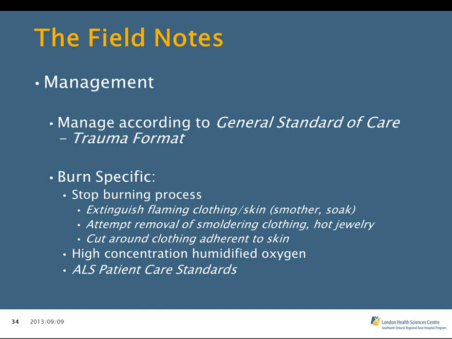The first step is, again, if safe to do so, you need to attempt to stop the burning process. We should extinguish any flaming clothing or skin, and we should try and smother that or soak it. We should attempt to remove any smoldering clothing, any hot jewelry, any watches or rings that may be attached to the patient's skin and causing further damage. And any clothing that may be glued or stuck to the skin because of the burning, we should try and cut around that and leave the part that's actually in contact with or stuck to the skin in place.